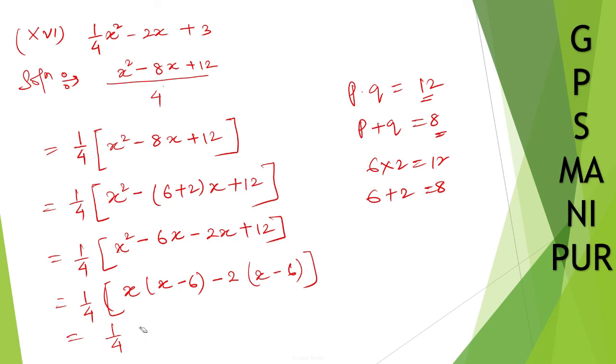Now 1 by 4, let me put the answer directly. Write down x minus 2 and x minus 6, which is common between the two, and this is your answer. Thank you so much. We will meet in the next video.